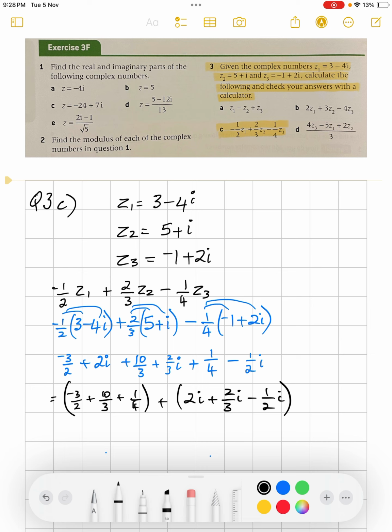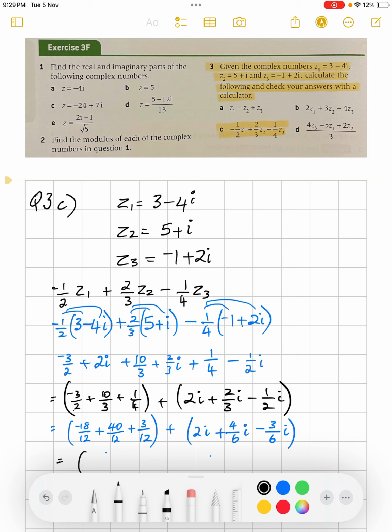If the denominators are 4, 3, and 2, that makes the lowest common multiple 12. So if we change each of these to be times 6, times 4, times 3, and the common denominator here would be 6. We'll leave that as 2i, make that 4/6 i, make that 3/6 i, and let's add those together.